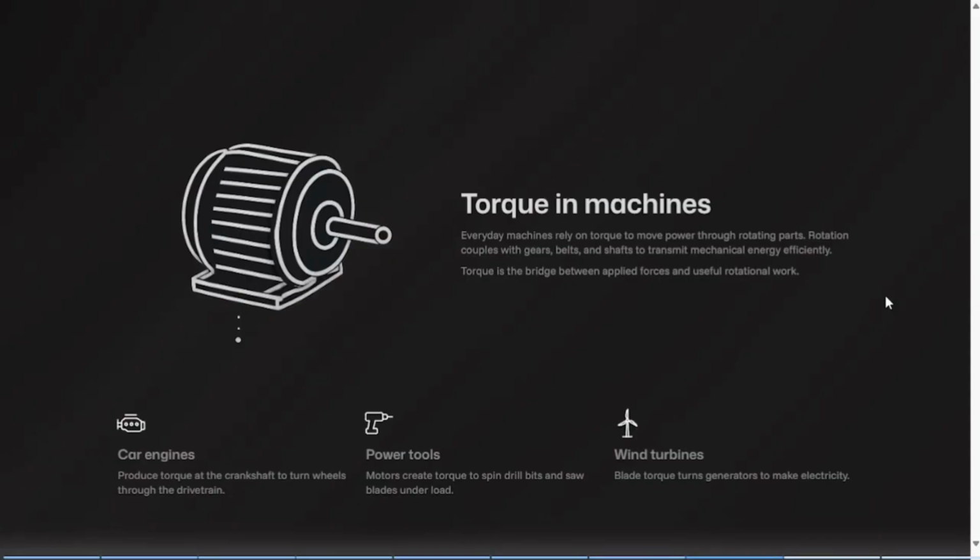Torque is not just important in hand tools, it plays a critical role in machines. Car engines produce torque at the crankshaft, which is transferred through the drivetrain to the wheels. Power tools use electric motors to generate torque that spins drill bits and saw blades. Wind turbines use torque produced by the wind acting on the blades to turn generators and produce electricity. In all of these examples, torque acts as the link between applied forces and useful rotational work.